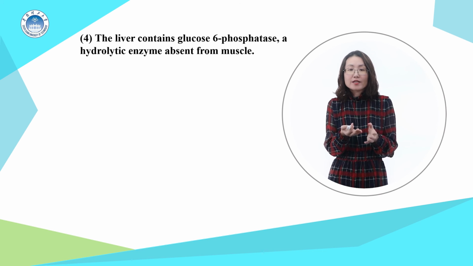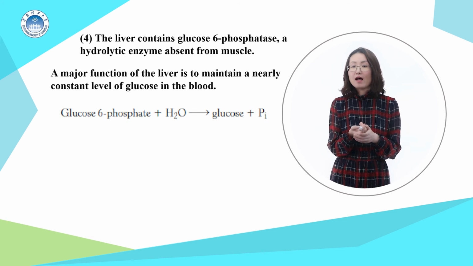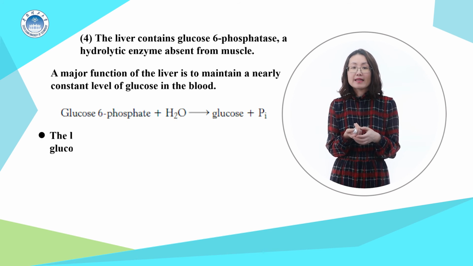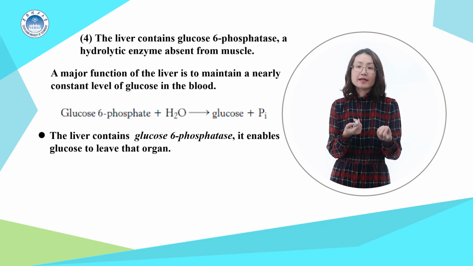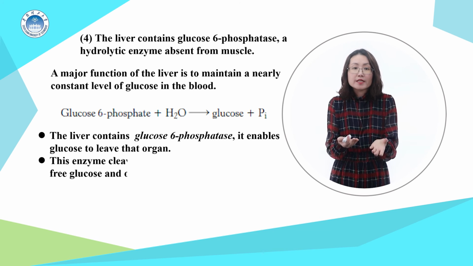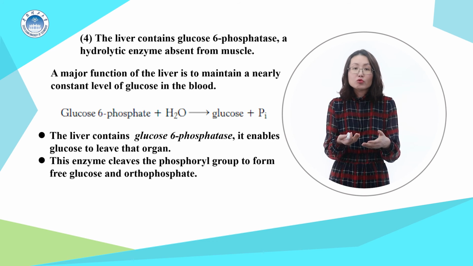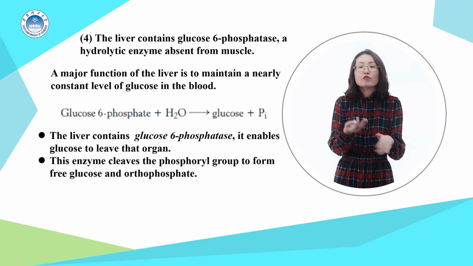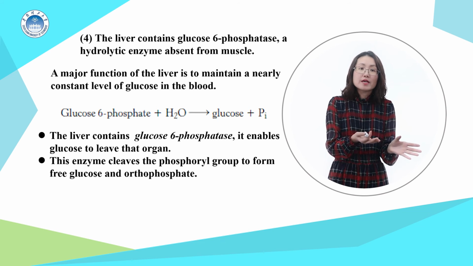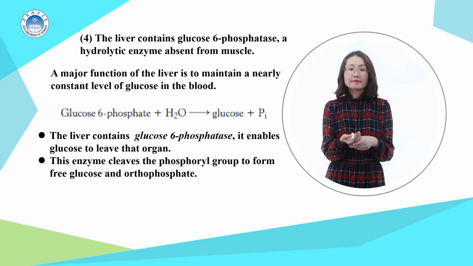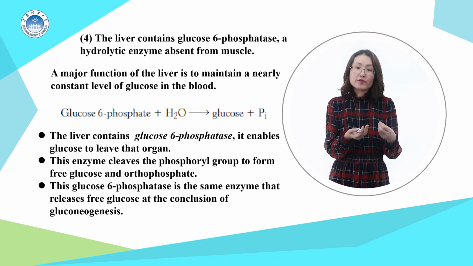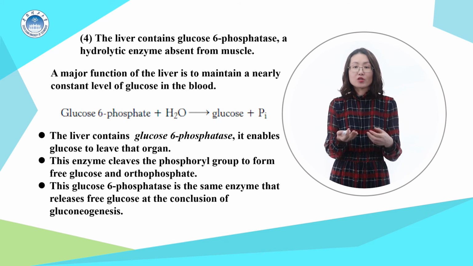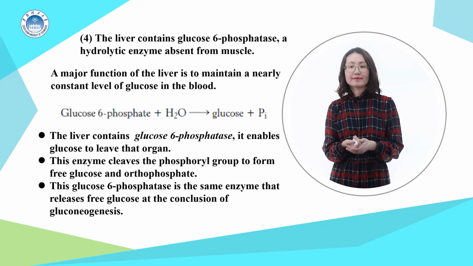The liver contains glucose 6-phosphatase, a hydrolytic enzyme absent from muscle. This enzyme enables glucose to leave that organ. It cleaves the phosphoryl group to form free glucose and orthophosphate. Glucose 6-phosphatase is the same enzyme that releases free glucose at the conclusion of gluconeogenesis.